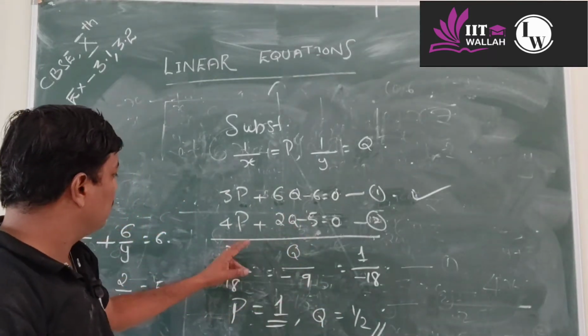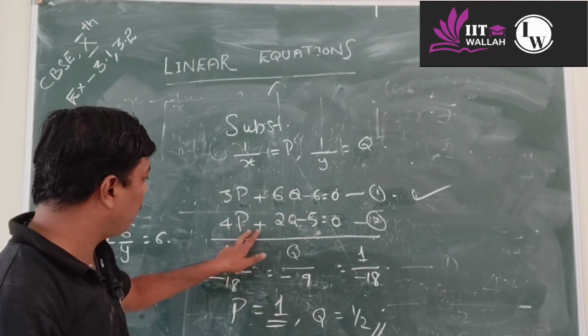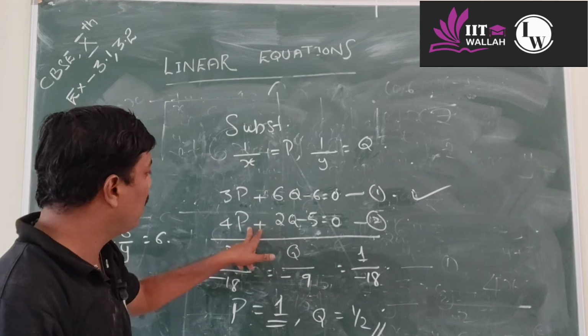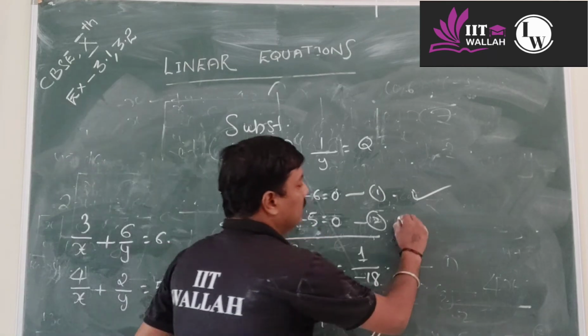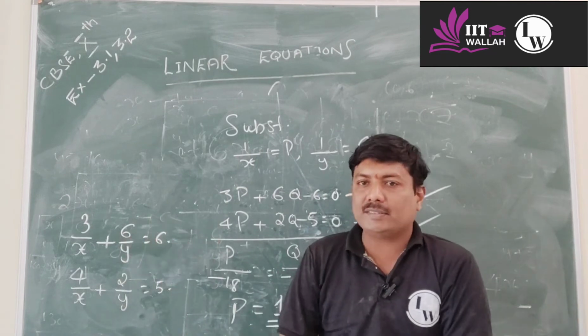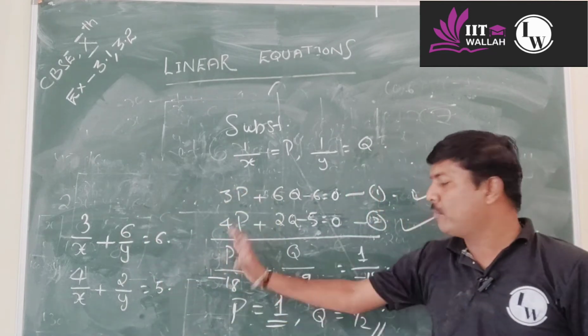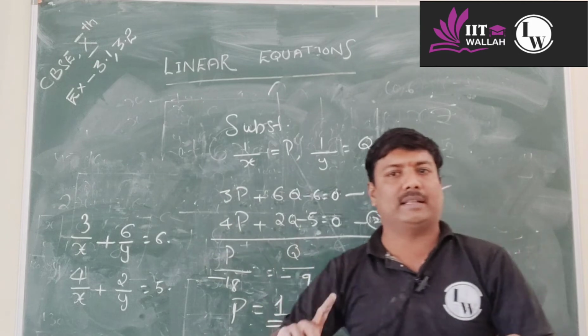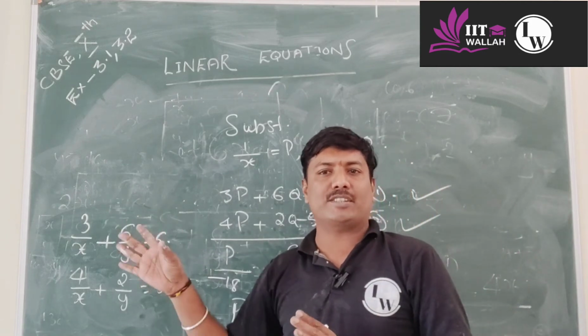Satisfied. Here you substitute 4p means 4 into 1, 4 plus 2q. 2q means 2 by 2. 4 plus 1, 5. 5 minus 5, 0. So we are very happy. Why are we happy? Because using cross multiplication method, we get the answer very fast compared to any other method. This is the beauty of cross multiplication method.